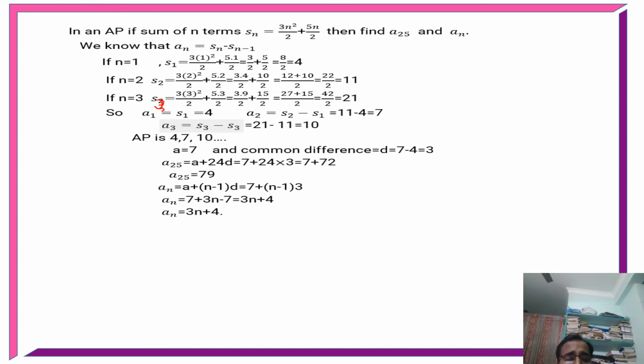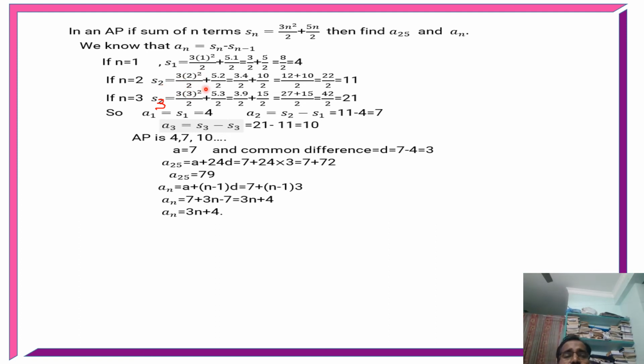So how to apply? If we substitute n value as 1, it will become S1, which is nothing but A1. Then if we substitute n value as 2, it will become S2. 3 into 1 square by 2 plus 5 into 1 by 2, which is 3 by 2 plus 5 by 2. Take LCM, 3 plus 5, 8 by 2, because 2 is the same. So the first term is 4.